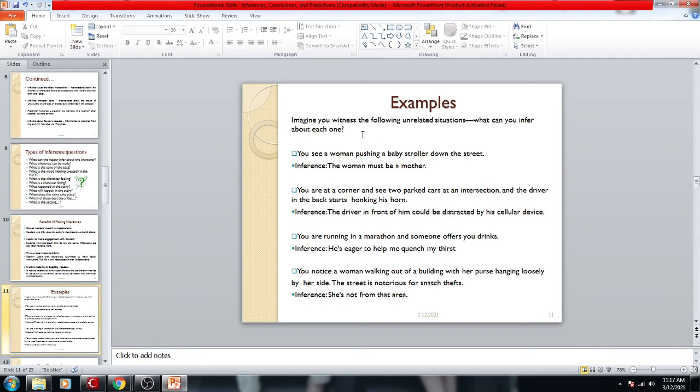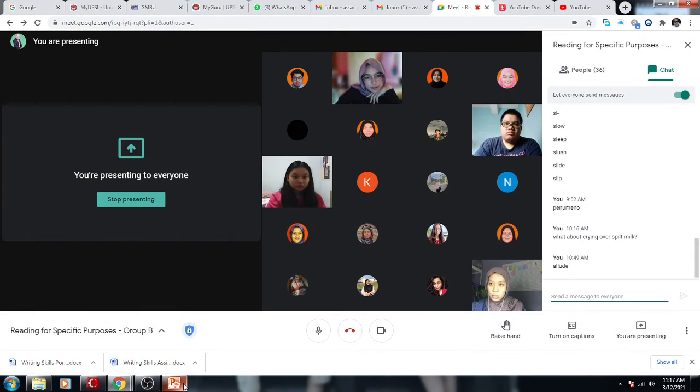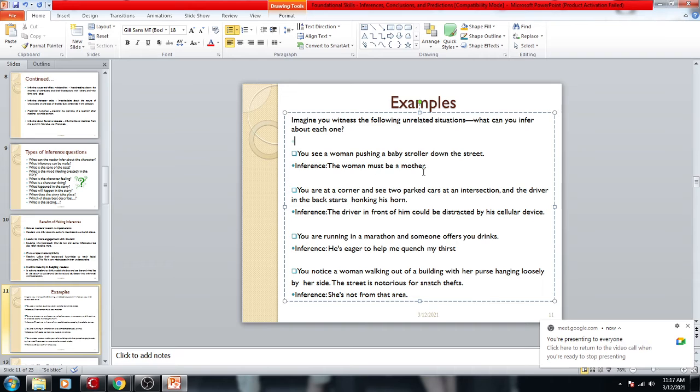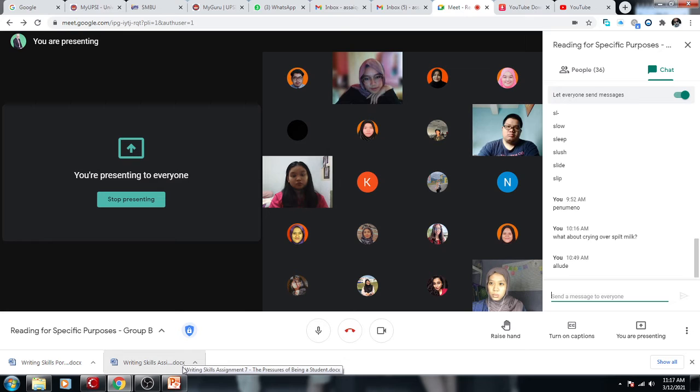These are some more examples of inferences. Imagine you witness the following unrelated situations. What can you infer about each one? You see a woman pushing a baby stroller down the street. Imagine a woman pushing a baby stroller. One thing that is most obvious to come to your mind is that the woman must be a mother, or most likely a mother.